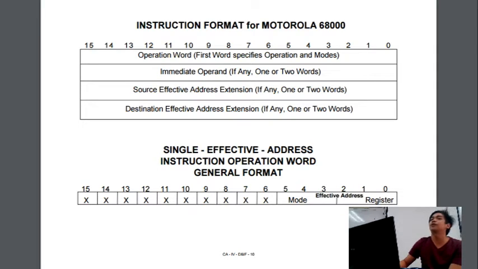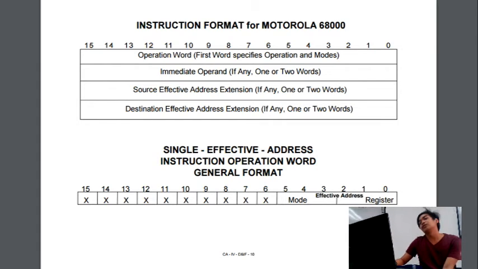Instruction format for Motorola. It consists of an operation word. The first word specifies the operation and modes. Immediate operand, if any, is 1 or 2 words. Source effective address extensions, if any, are 1 or 2 words. Destination effective address extension, if any, is 1 or 2 words.